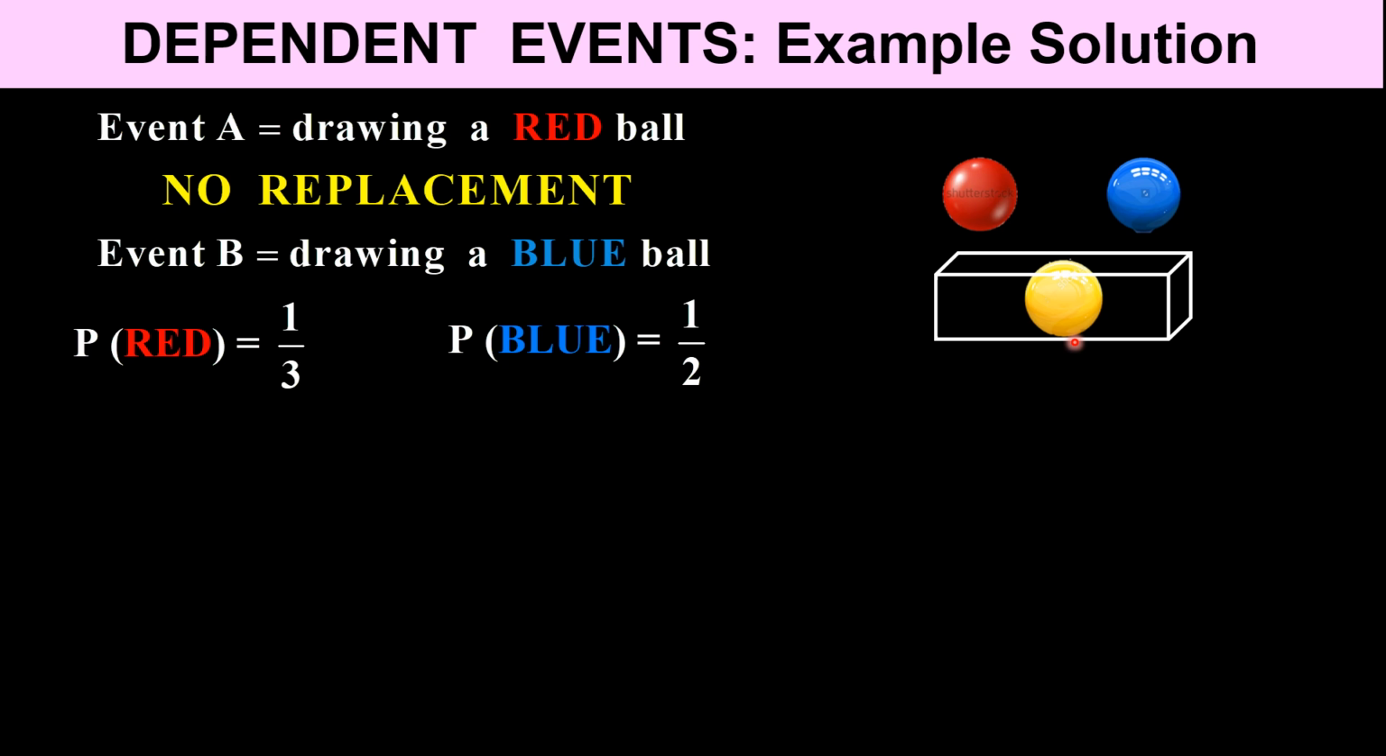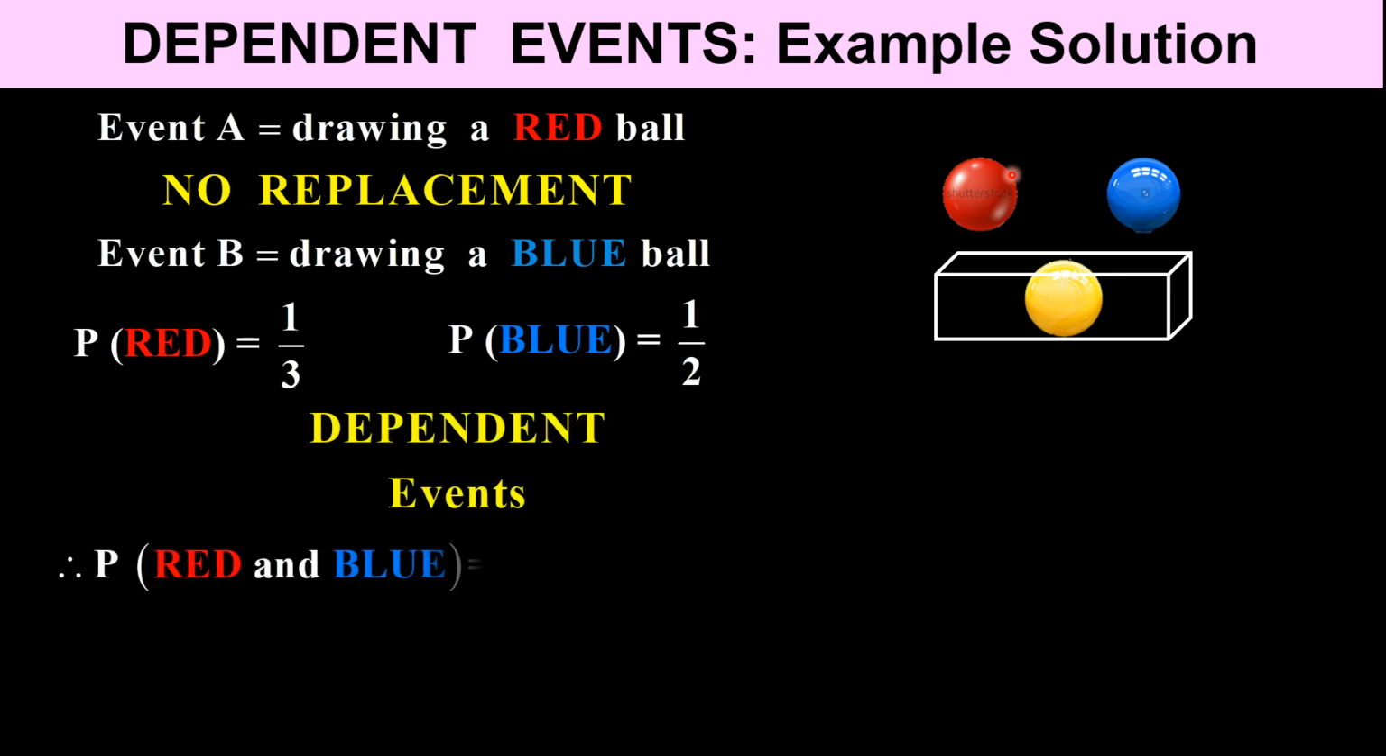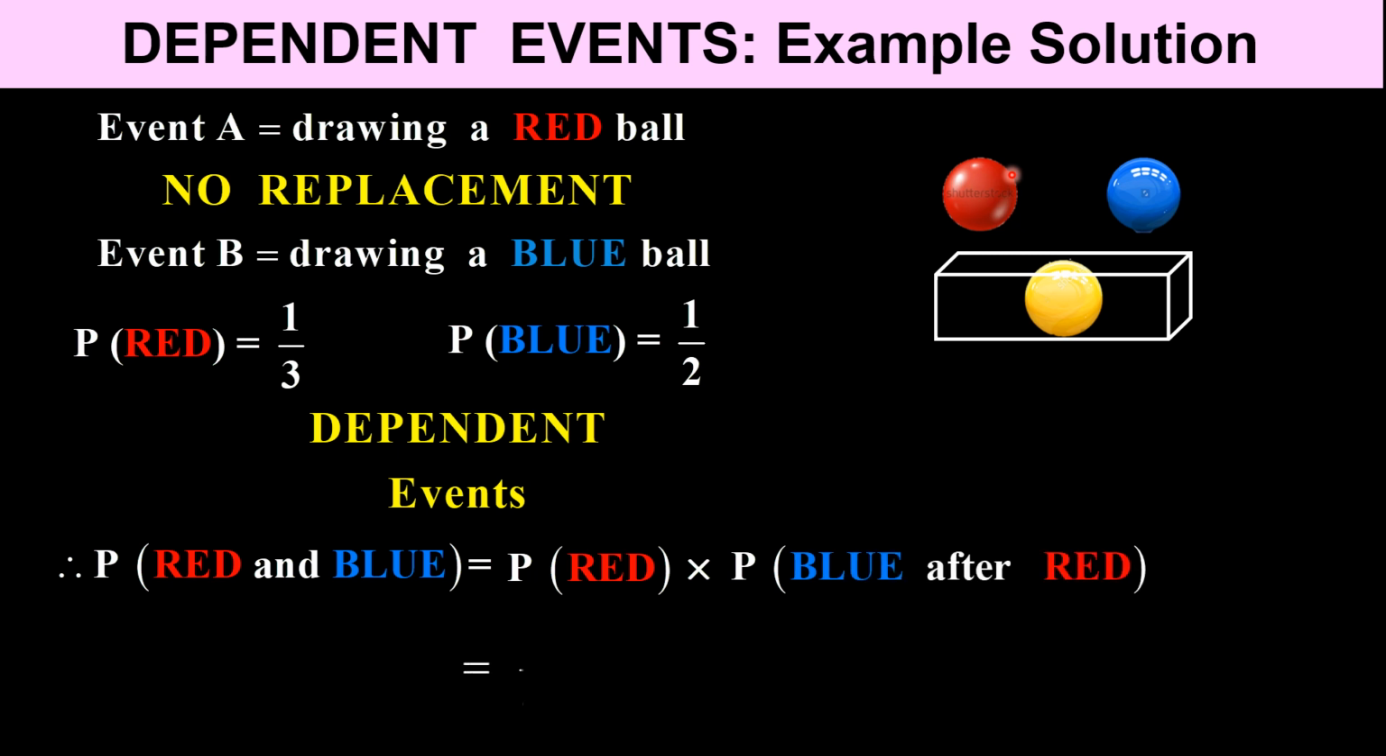So you can see there's a difference, right? Drawing the blue ball has now been affected by the first event, because in the first event I removed the ball but I did not replace it. So in this case we've got dependent events. And how do we do that? The probability of red times the probability of blue after red has occurred. So what's the probability of red? 1 over 3. But drawing the blue after the red, there's a change now. It's 1 over 2, not 1 over 3. So that is going to be 1 over 6.